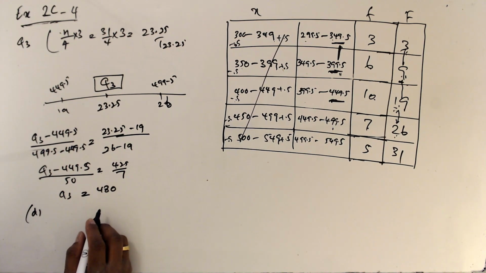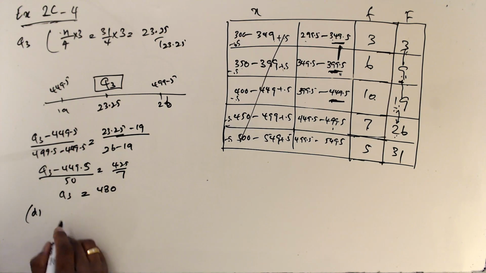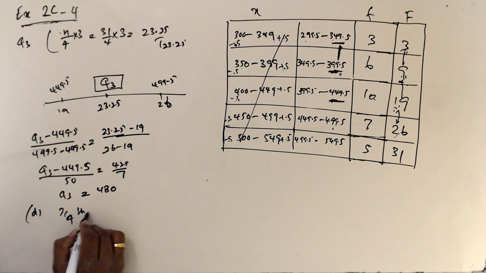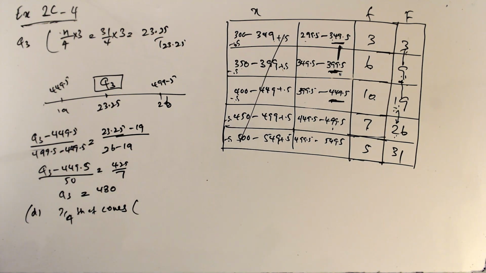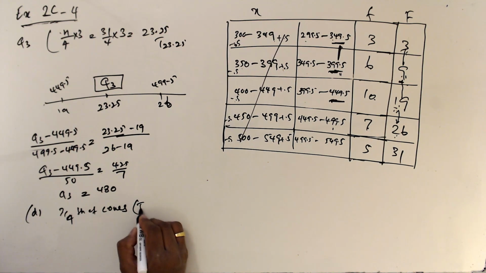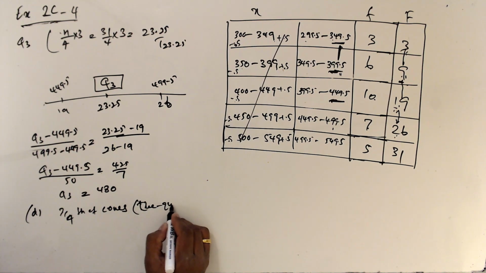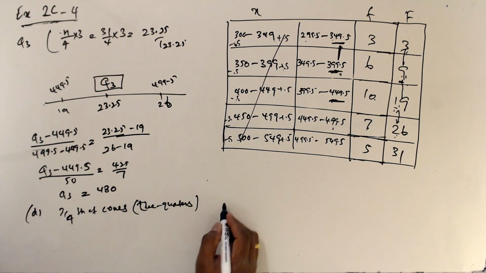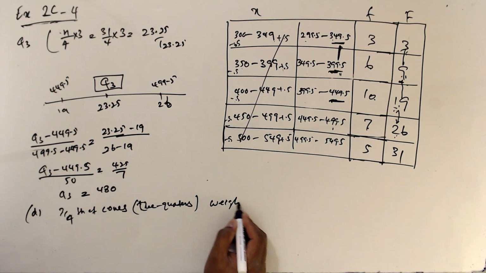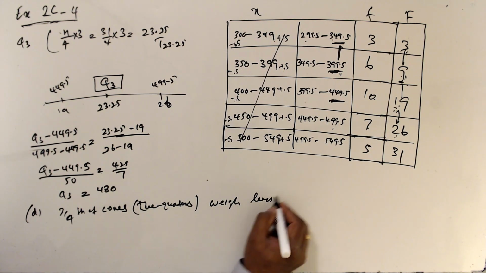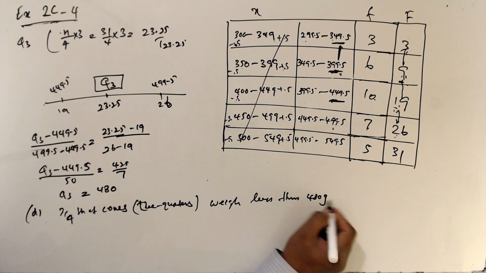So the interpretation is: the third quartile means three-fourths of the cows. In other words, three quarters of the cows weigh less than 480 grams.